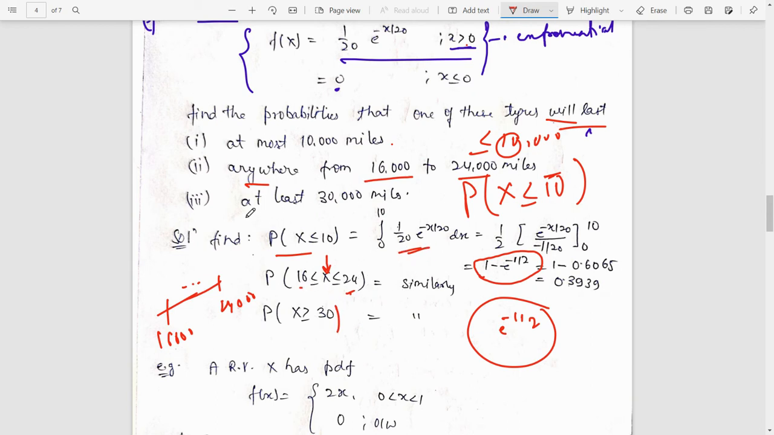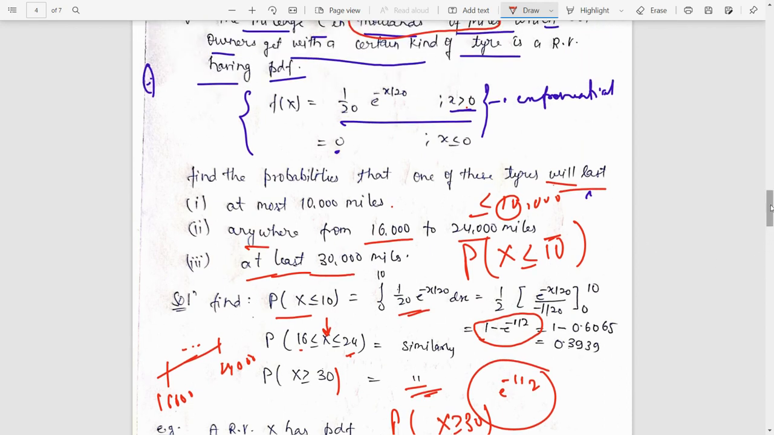And the last question is, what is the probability that the tire lasts at least 30,000 miles? At least means it will be greater than or equal to 30. So you have to find this probability. You can find it similarly by putting in the values and doing the integral. So similar questions can be there in the paper and have been there in the paper. So definitely you can solve these questions to practice.